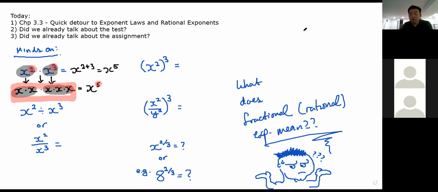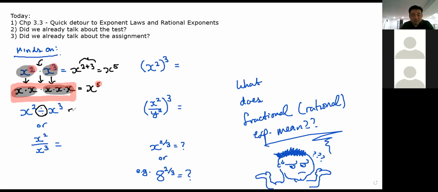So here's my appeal to your logic. If multiplying exponents of the same base makes you add the exponents, add the powers rather, sorry, what logically would you assume if I'm dividing exponents? Subtract them? Subtracting. That's absolutely right. So if this is the case, x is to the power of 2 minus 3, which means I should get x to the power of -1.